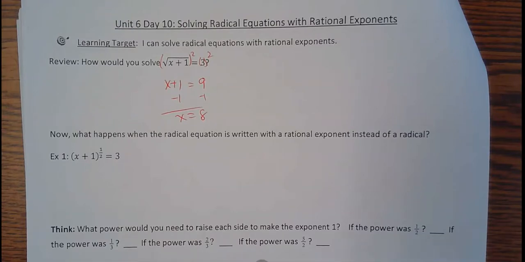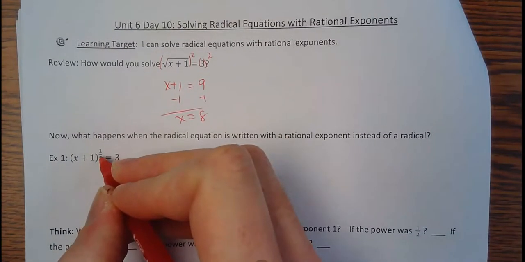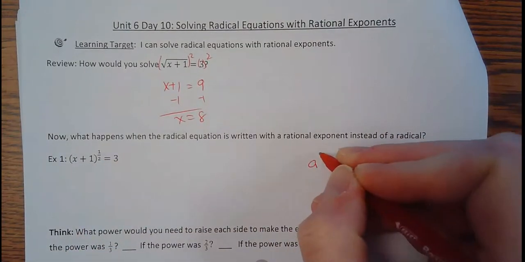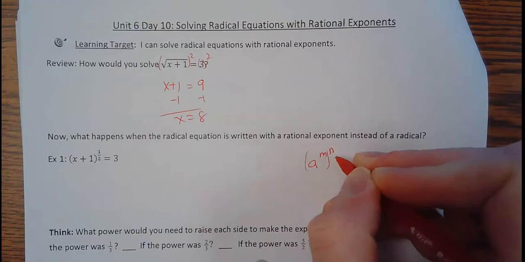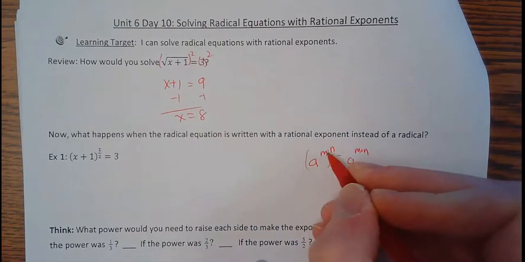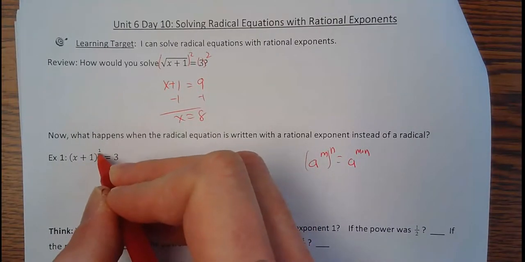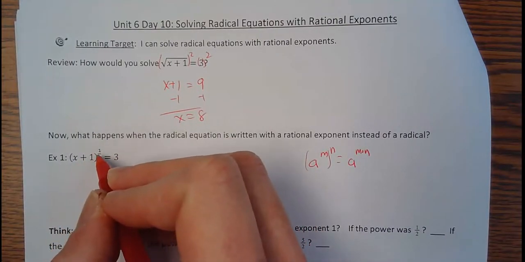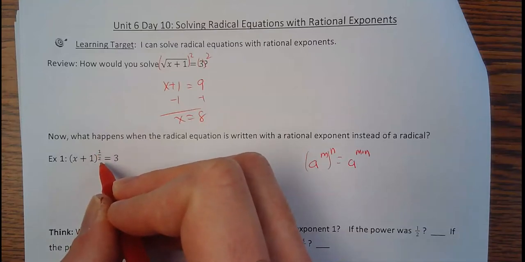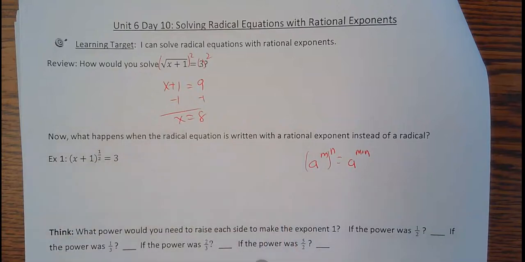So in order to get rid of a 1/2 power, it's the idea of taking a power to a power. If I had a to the m power and I raise it to the n power, that's the same thing as a to the m times n power. So you're going to multiply those powers together. I want this to be a first power, because x plus 1 to the first power is just x plus 1. Well, what do I multiply 1/2 by to get 1? That's the reciprocal, like when you divide by a fraction, you multiply by the reciprocal. There are so many different ways we talk about reciprocals.